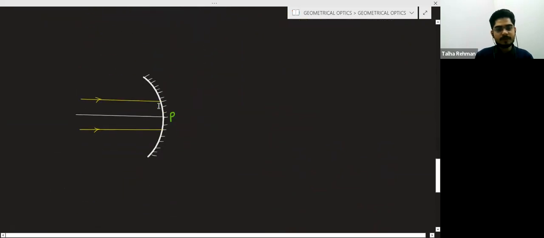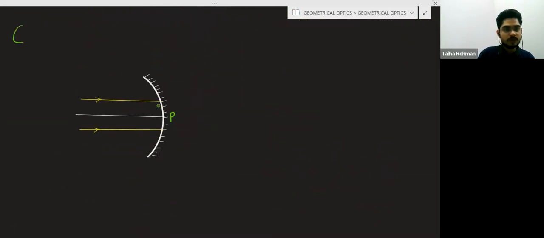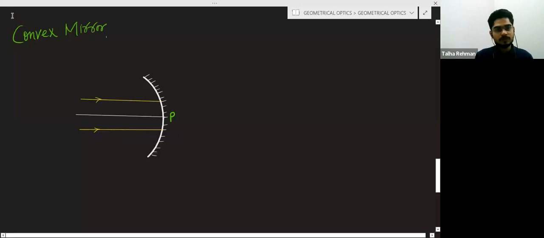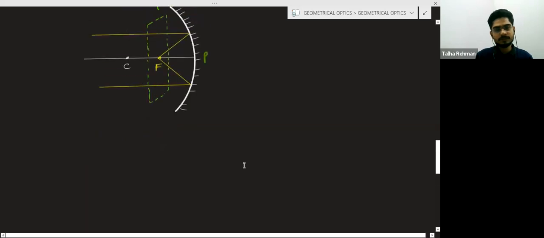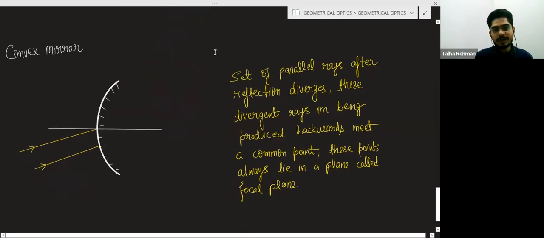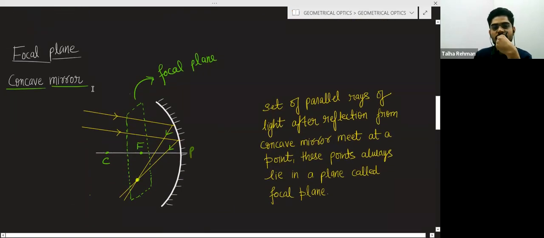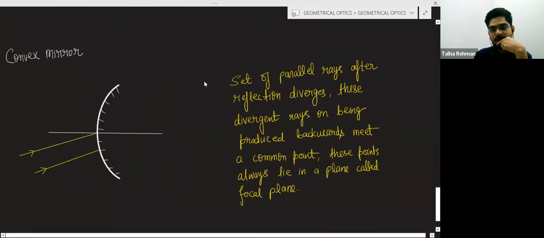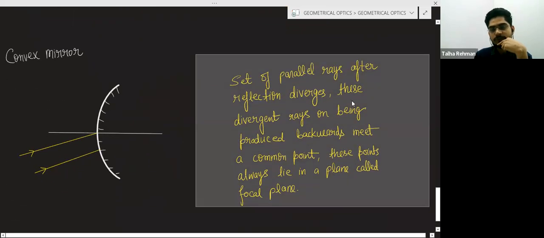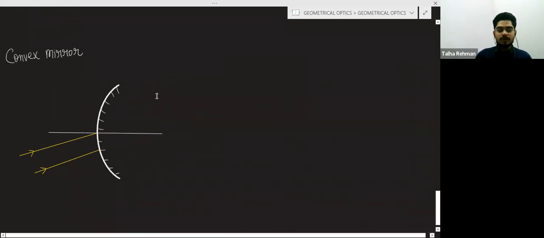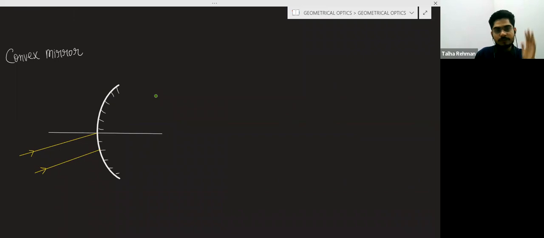Now for the convex mirror. This is the focal plane for the concave mirror. Now we will define the focal plane for the convex mirror. So very simple. Again, what we will do.